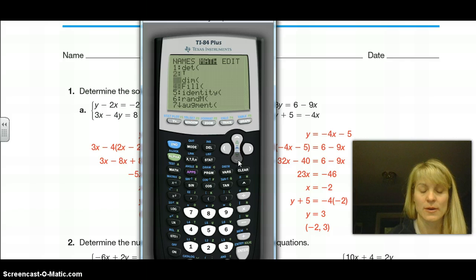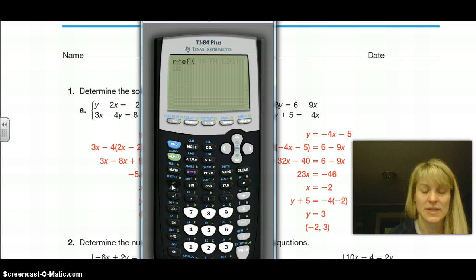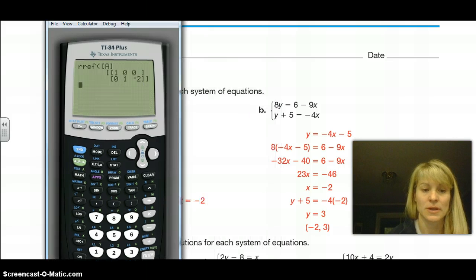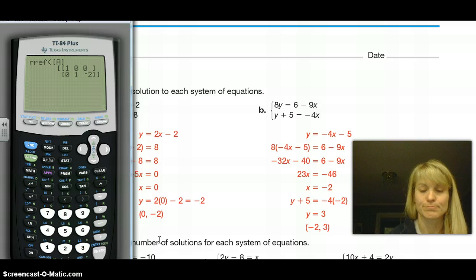We want to put it in the RREF, which is here. And then we need to put in matrix A, because that's where I put all my data. And then hit enter. And this is 1, 0, 0, 1. So I know x is 0 and y is negative 2. And you can see they came up with the same thing here.